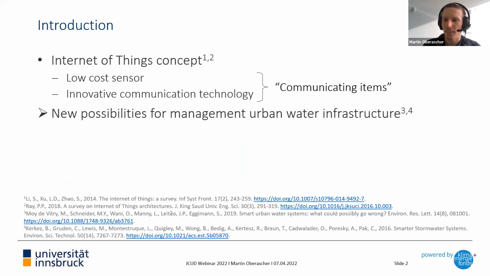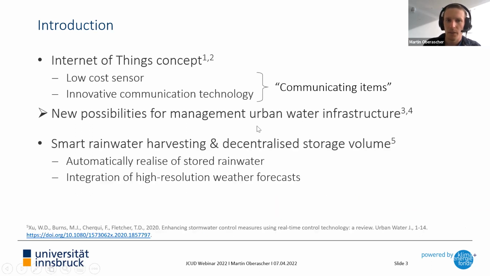So the Internet of Things concept includes low-cost sensors and also innovative communication technology, and thereby allowing the development and implementation of communicating items into the existing infrastructure. As a result, new possibilities for the management of urban water infrastructure are emerging. This development is particularly noticeable in the development of smart rainwater tanks and also smart rainwater harvesting.